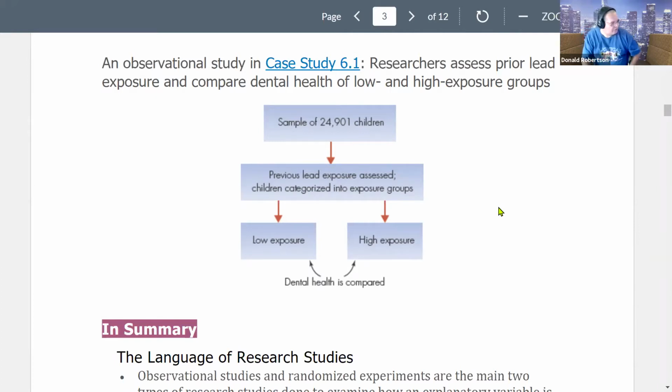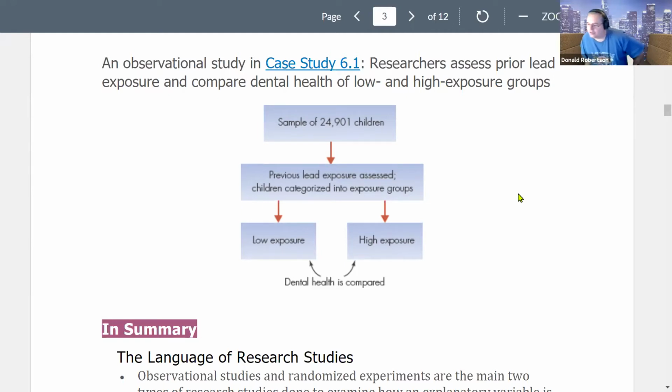And so they took a sample, here's a story, of 24,901 children. And they figured out what their previous lead exposure assessment would be. And they put them into low exposure and high exposure, right? So how would they do that? Well, if you lived in a very old house, you would have lead piping. So that was high.